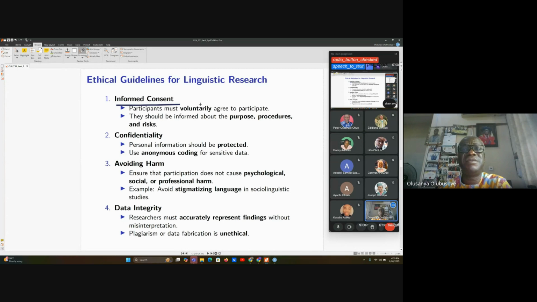Informed consent, which means participants must voluntarily agree to participate. You can't compel people to participate. That willingness must be ensured. So you must ask for their consent.